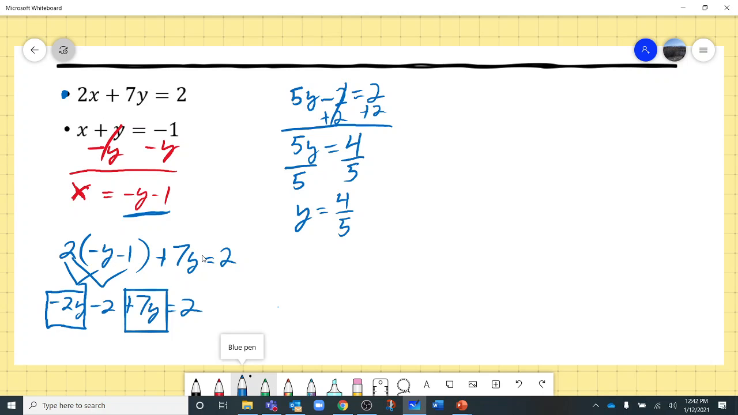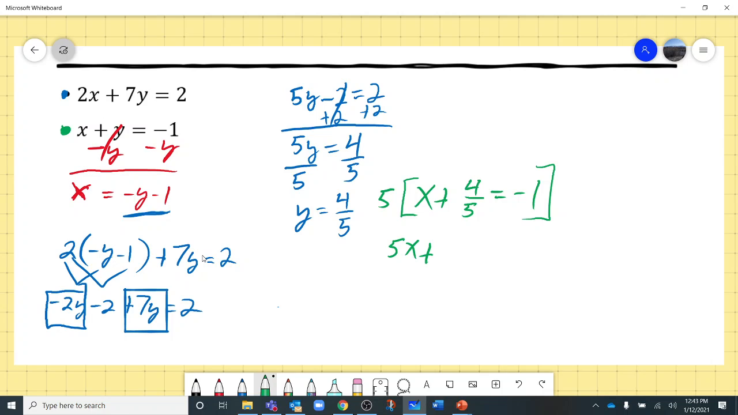Let's plug this in to our second equation. And we don't know what x is yet. We do know that y is 4/5. And we know that everything together is equal to negative 1. I mean, I could work with the fractions. I don't really want to, though. So I'm going to go ahead and multiply everything by 5, so I can get rid of that fraction. That's going to give me 5x. 5 times 4/5. 5 times 4 is 20. 20 divided by 5 is 4. And 5 times negative 1 is negative 5.